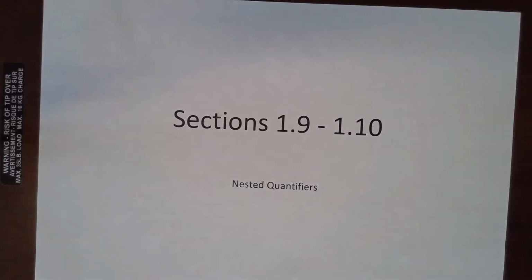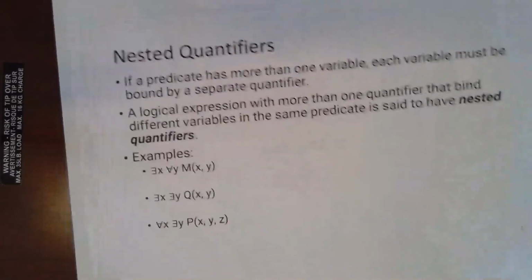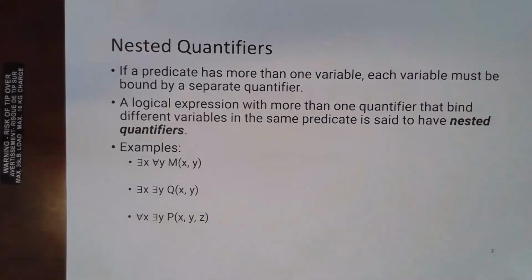Okay, so we want to wrap up our discussion of nested quantifiers. Nested quantifiers are essentially when we have more than one. We could have a predicate that has more than one variable. We already talked about this. Remember, you could have two variables in a predicate, and they might even have different domains. If you're going to bind those variables, each one has to be bound by a different quantifier. When we have more than one quantifier, they're said to be nested.